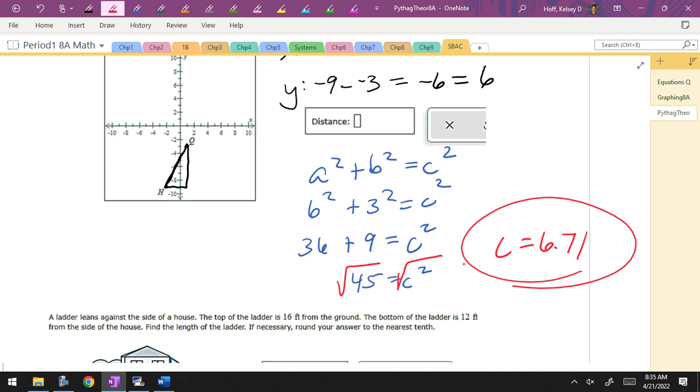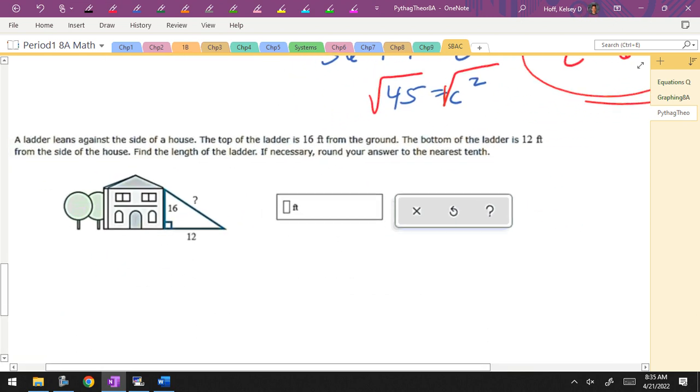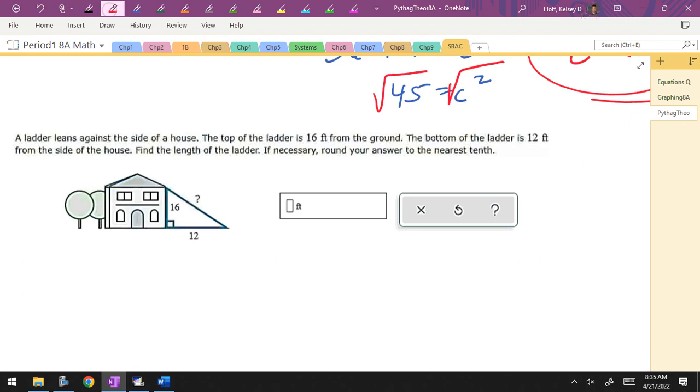All right, one more, and then I'm going to turn you loose. The ladder leans against the side of a house. The top of the ladder is 16 feet from the ground. You see that here. The bottom of the ladder is 12 feet out from the side of the house. Find the length of the ladder. If necessary, round your answer to the nearest tenth. So here's where you have to read carefully today. Sometimes it says tenth, sometimes it says hundredth.